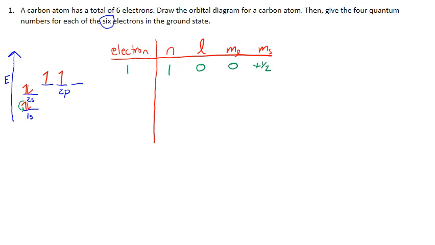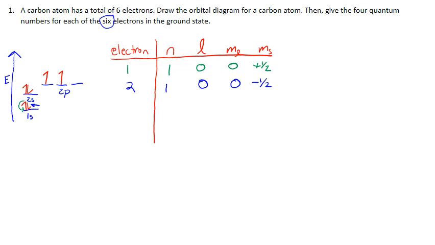Now the second electron will be the electron in that same orbital right there. We'll call it electron 2. Electron 2 will have a principal quantum number n of 1. Since it's still in an s orbital, l is 0. m sub l still has to be 0. That's the only value you can have for an s orbital. The only difference is my spin. Since it's pointed down, my spin is -1/2.